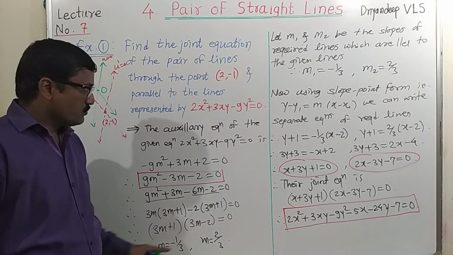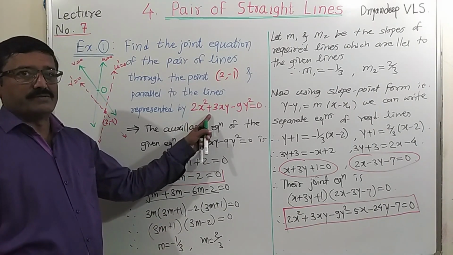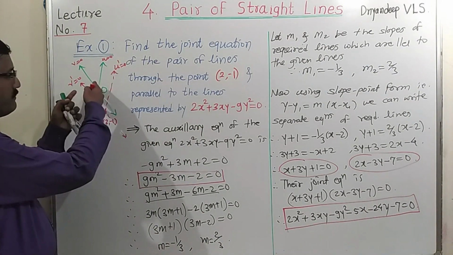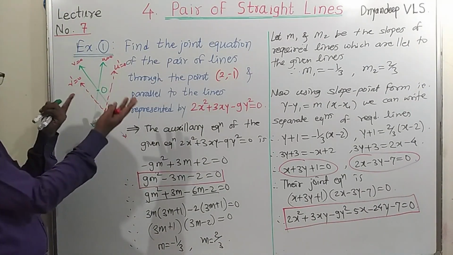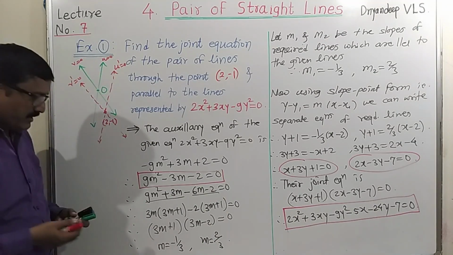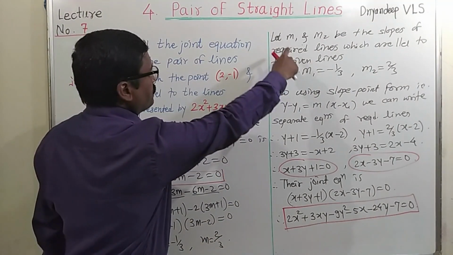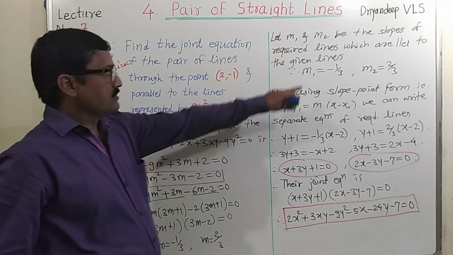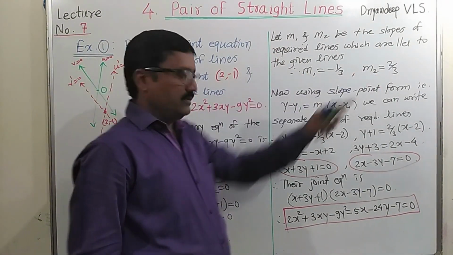So now these are the slopes of the two given lines, and the required lines are parallel to them. Therefore, their slopes are also the same. The slopes of u and u dash, and of v and v dash, are the same. Suppose their slopes are m1 and m2. So m1 = -1/3 and m2 = 2/3.